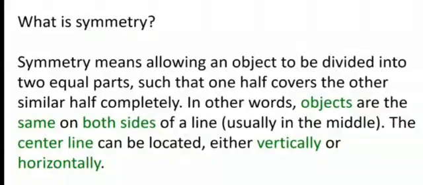Symmetry. What is symmetry? Symmetry means allowing an object to be divided into two equal parts such that one half covers the other similar half completely. In other words, objects are the same on both sides of a line. The center line can be located either vertically or horizontally.